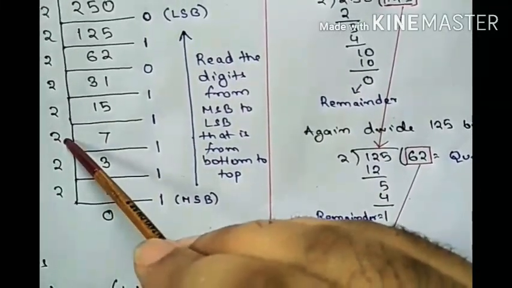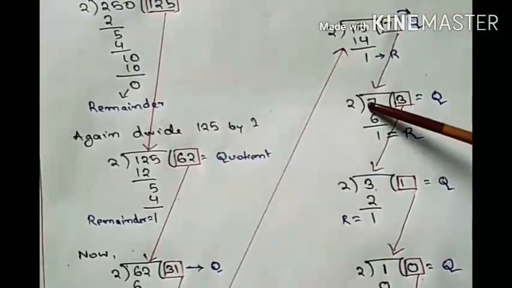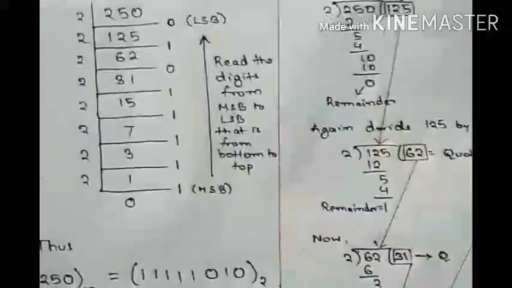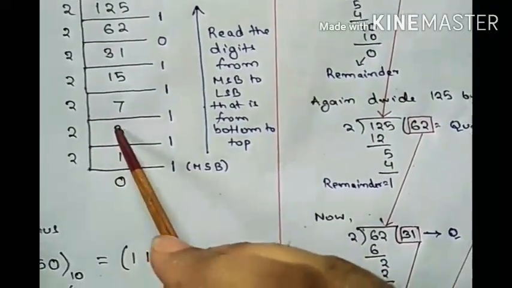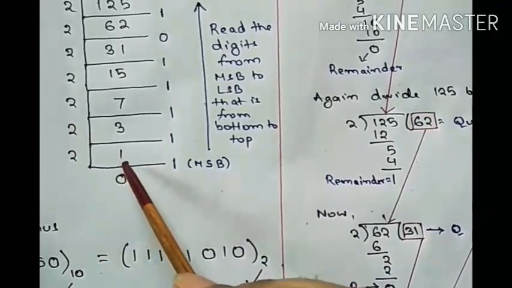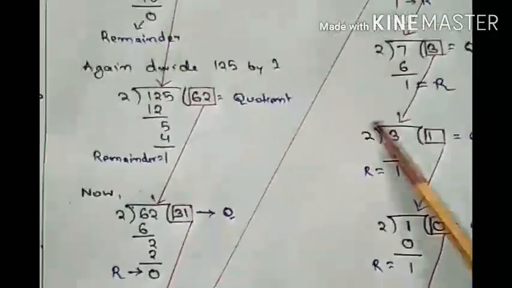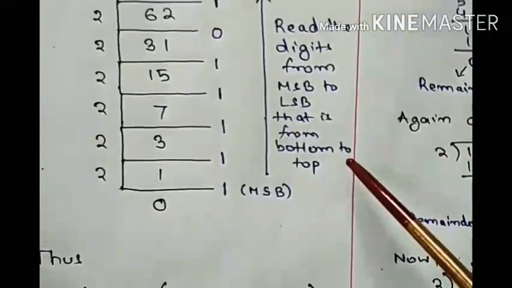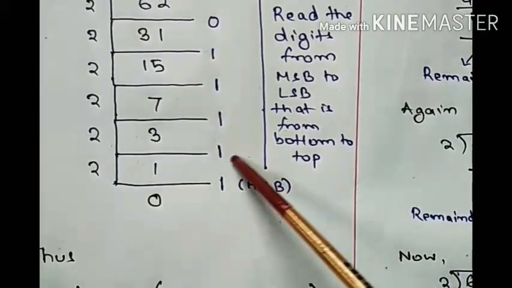Again 7 will be divided by 2. Quotient is 3, remainder is 1. Again this 3 will be divided by 2. Quotient will be 1, remainder 1.